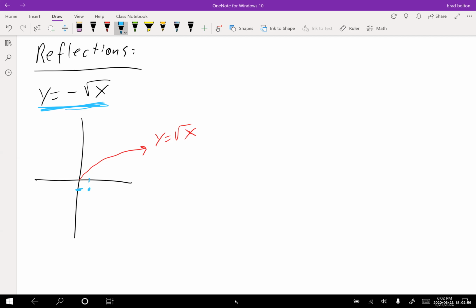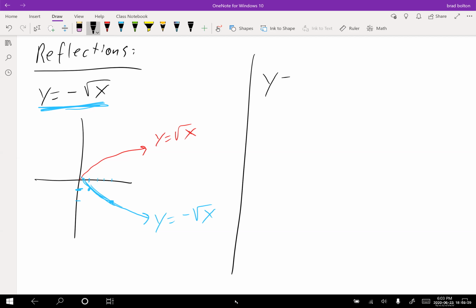Let's say I put 4 in. So I go 2, 3, 4. When I plug 4 in, square root of 4 is 2, but then it becomes negative 2. So it's going to be the same shape, but down here. So this would be y equals negative square root x. So reflections across the x-axis occur when you put a negative in front of the function.